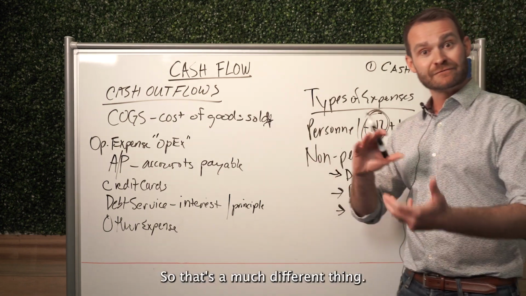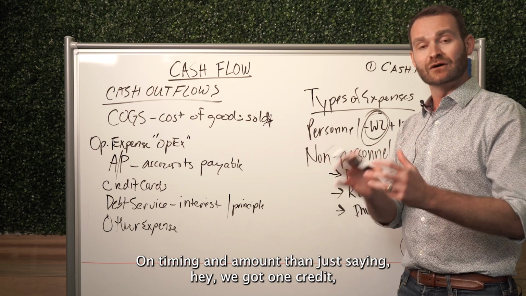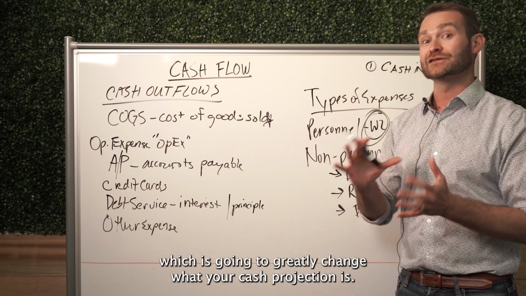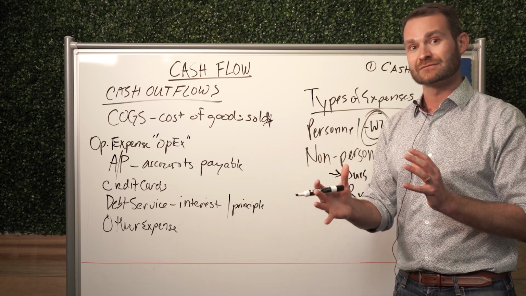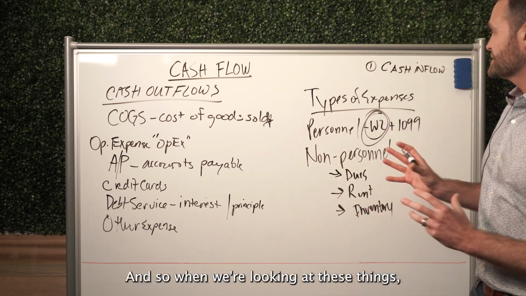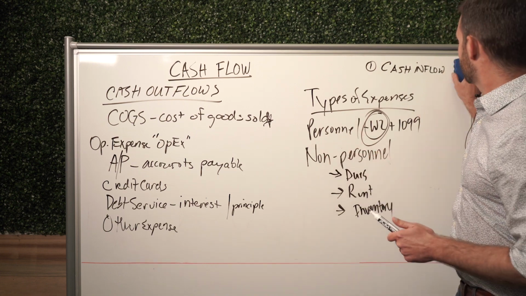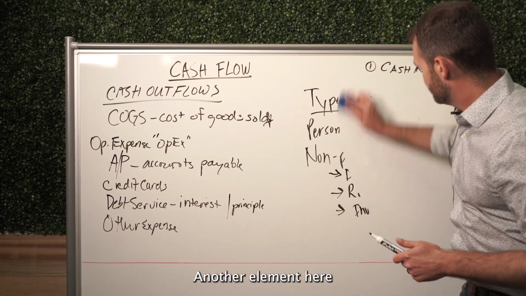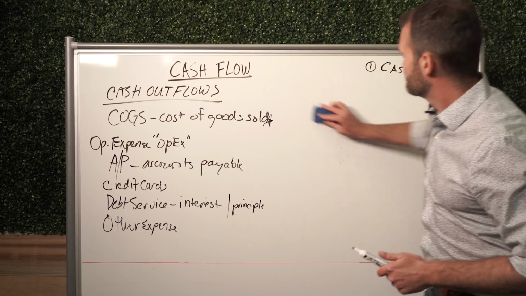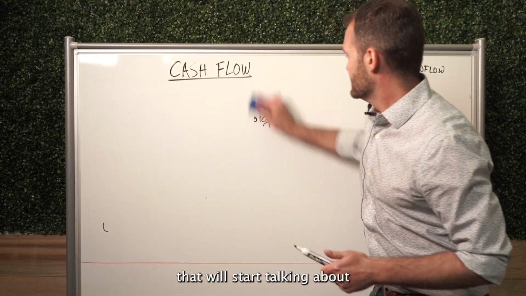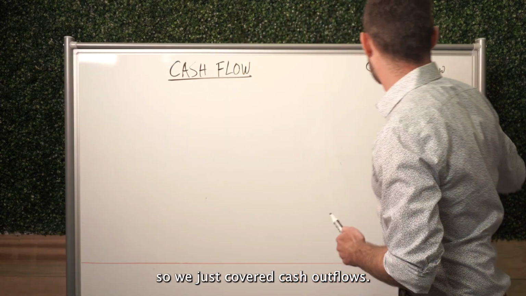So that's a much different thing on timing and amount than just saying, hey, we got a 100K credit, which is gonna greatly change what your cash projection is. And so when we're looking at these things, you're really wanting to break them down, be specific and distinct. Another element here that we'll start talking about, so we just covered cash outflows.